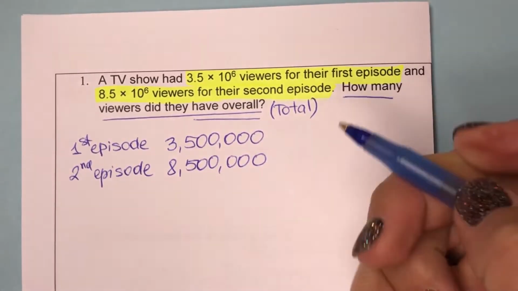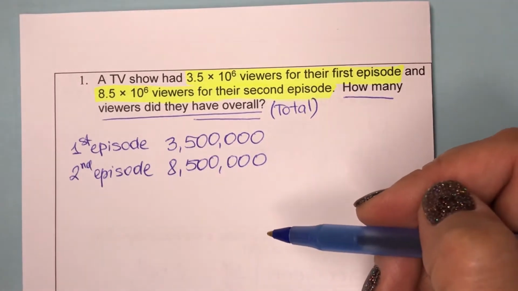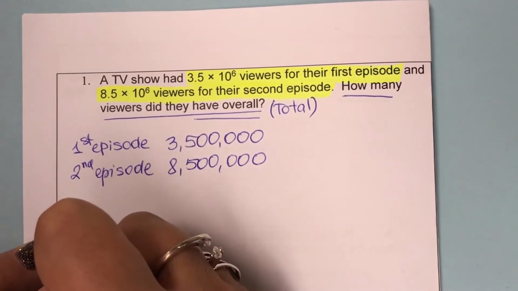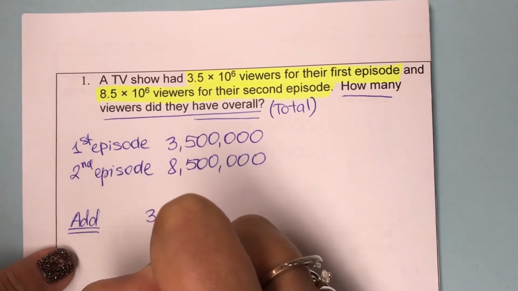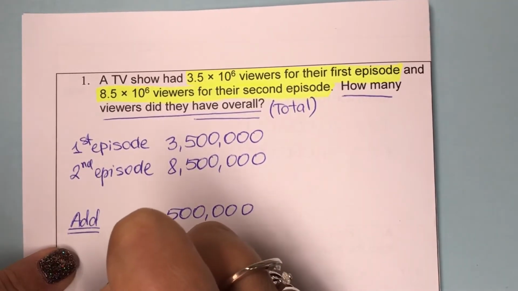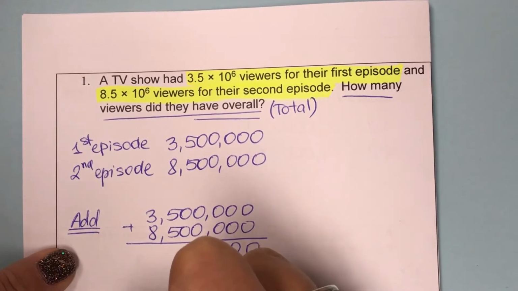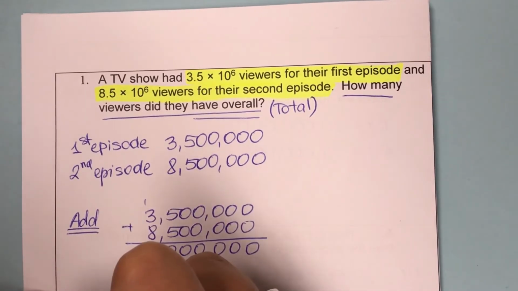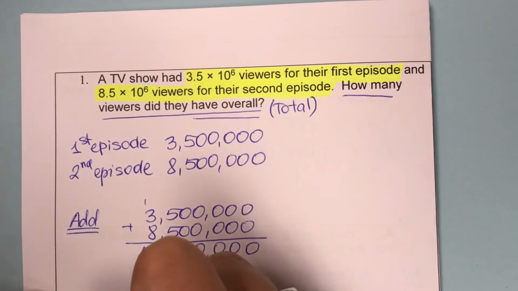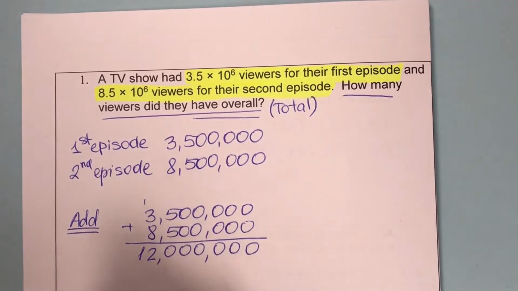And the question is, how many viewers were the total overall, first and second episode combined, so that means addition problem. And what we're going to add is the viewers of the first episode and second, and then convert the answer to scientific notation. So the total number of viewers is 1.2 in scientific notation times the power of 10.